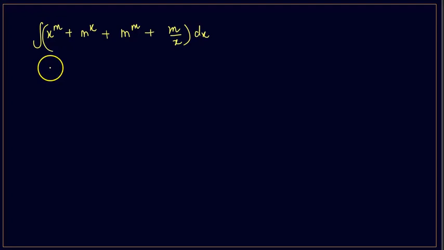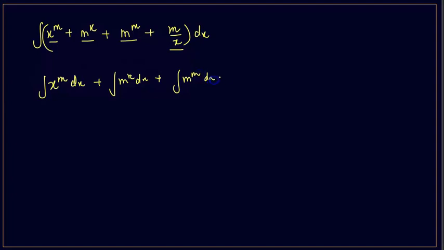In this question, we have to find the value of the integration of x to the power m, m to the power x, m to the power m, and m by x. So we will write it in a separated manner. Here you will write the integration of x to the power m plus the integration of m to the power x dx plus the integration of m to the power m dx plus the integration of m by x dx.